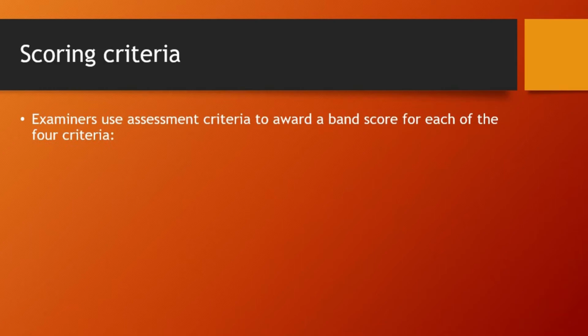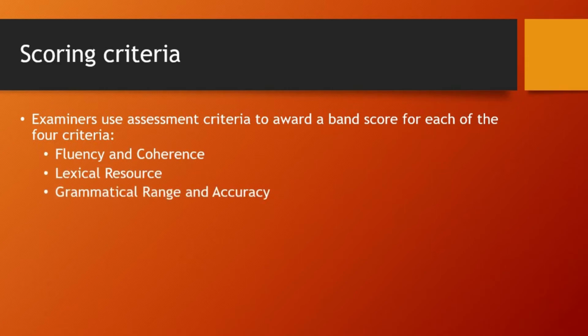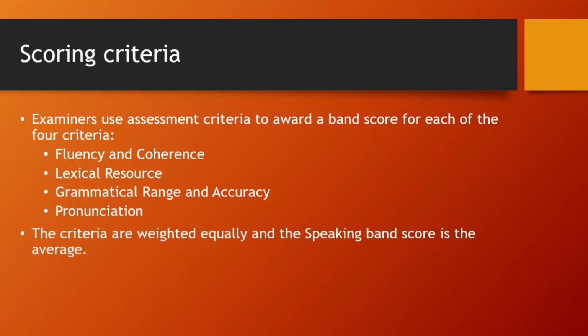Now on the basis of your answers and the way you spoke in the exam, you will be assessed on 4 different criteria: fluency and coherence, lexical resources, grammatical range and accuracy, and pronunciation. All the criteria are weighted equally, and your final score will be the average score of all the 4 marking criteria. Now let's take a look at what these criteria actually mean.